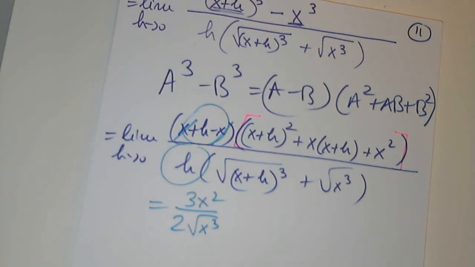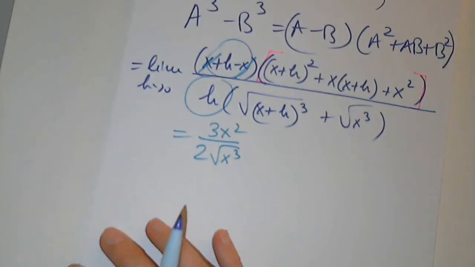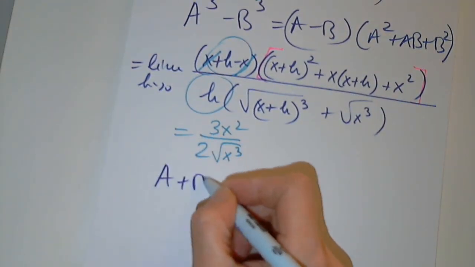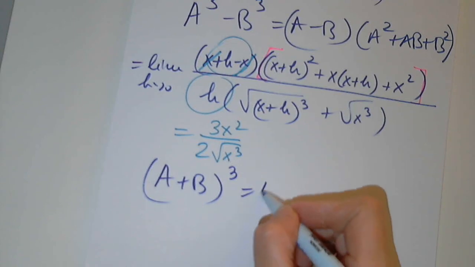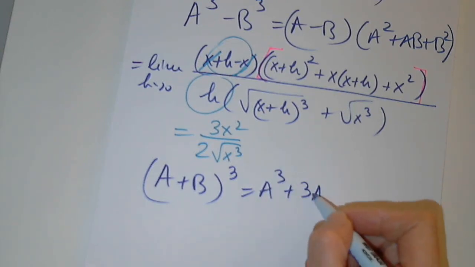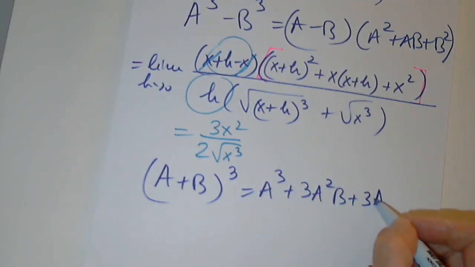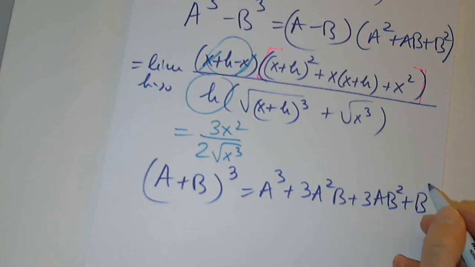It would have been a little bit longer if you did not remember the difference of cubes. You would have had to cube that, and you get 4 terms. I can give you that formula as well if you'd like, but I don't recommend it here. So we have (a plus b) to the third power is a cubed plus 3a squared b plus 3ab squared plus b cubed.